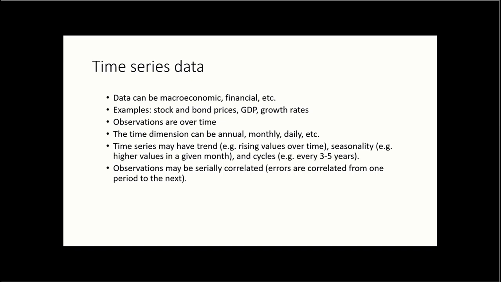or booming the economy. We can see higher values and lower values for different variables. It's also possible that observations may be serially correlated. This means that the errors that we talked about from before are correlated from one period to the next. So they would carry over from one period to the next. And so again, we need to take this into account as we select the appropriate models for it.